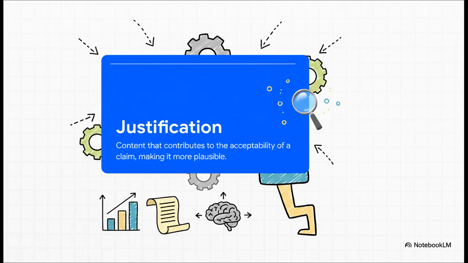But of course, a claim all by itself is pretty weak, isn't it? It needs backup. It needs justification. This is your evidence. It's the because part of the sentence. We're talking data, facts, reasons, basically anything that gives the claim some legs to stand on.